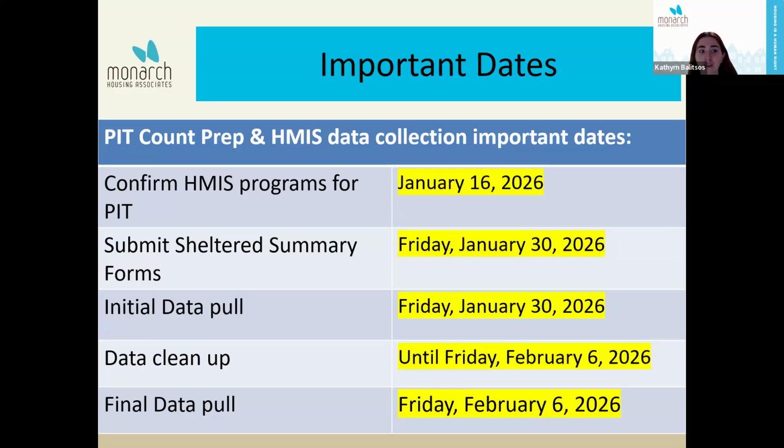This should have already all been done. Confirming HMIS programs for the PIT was supposed to be done on Friday, January 16th. So if you have not done that, please do that immediately. The shelter summary forms are due January 30th. We'll be doing the initial data pull on the 30th as well. We'll have until February 6th for data cleanup, with the final data pull being done on February 6th.